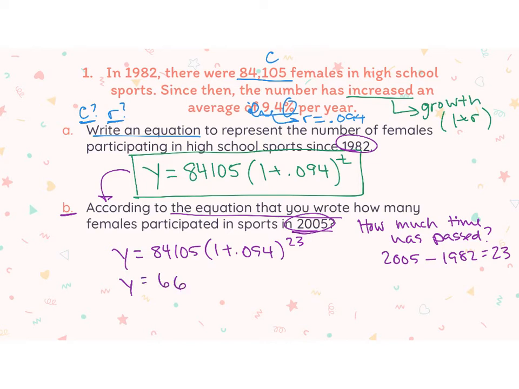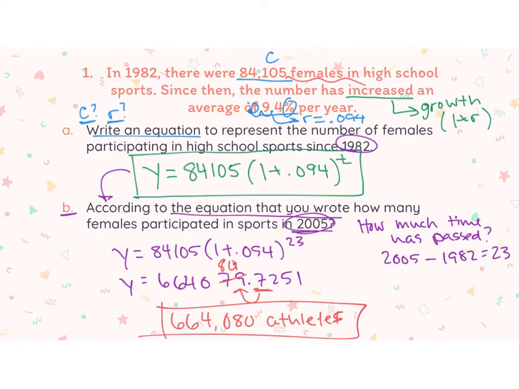When I do that, I get 664,079.7251. Now, this is people. I'm looking at females in sports. I can't have a partial person. So I'm going to use that 7 to round this number up. And that 9 goes up to, instead of this being 79, this is now going to be an 80. So I have 664,080 female athletes. All right. So that's just a refresher on the exponential growth equation.